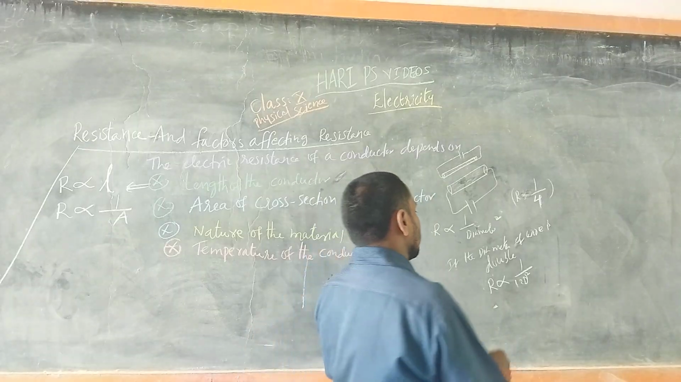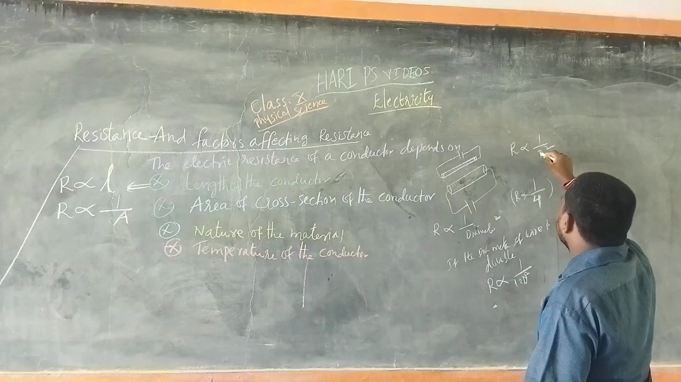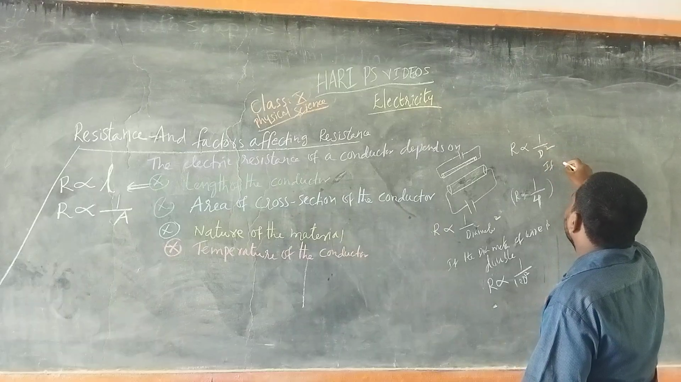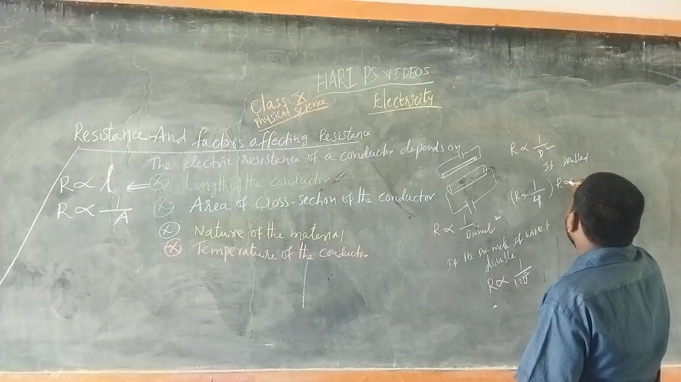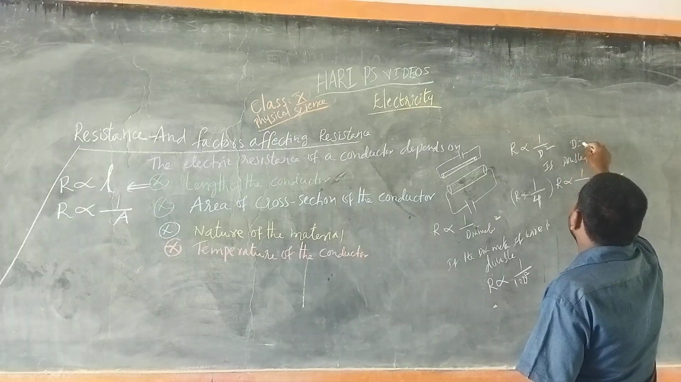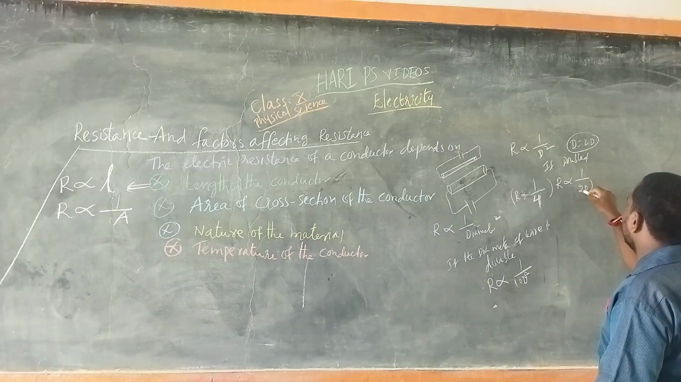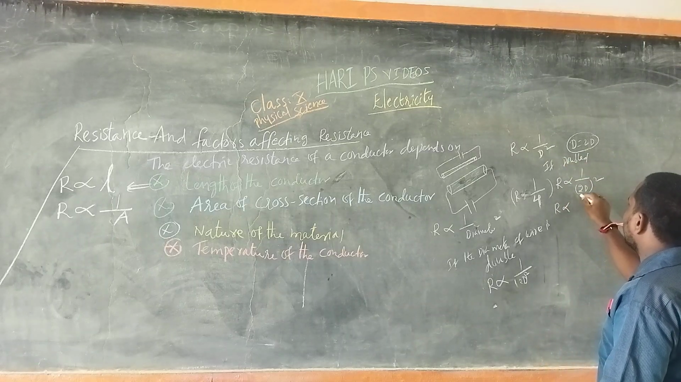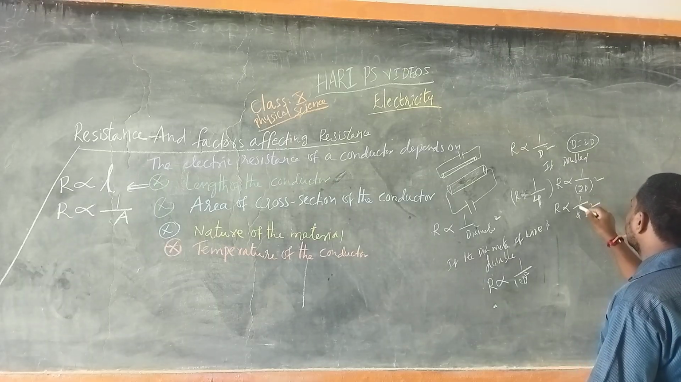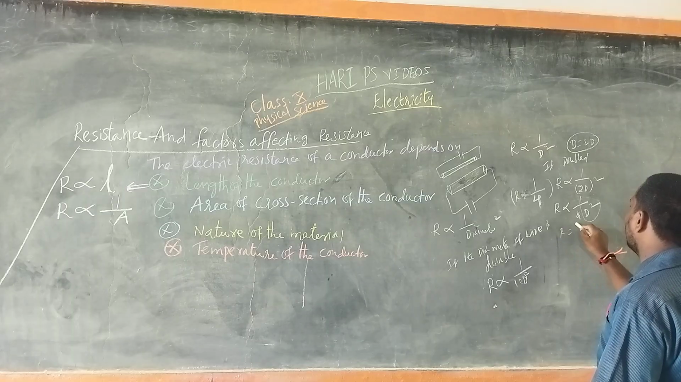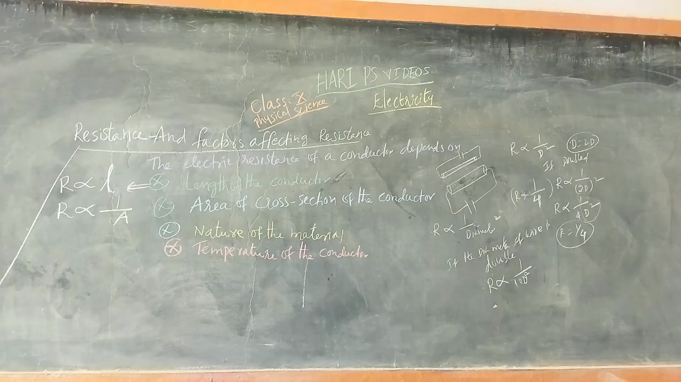So how? Like this. R is proportional to 1 by d square. If it is doubled, d becomes 2d. Then we can write 2d whole square. So R is proportional to 1 by 4 d square. So in common terms, R is equal to 1 by 4. So the resistance becomes 1 by 4.